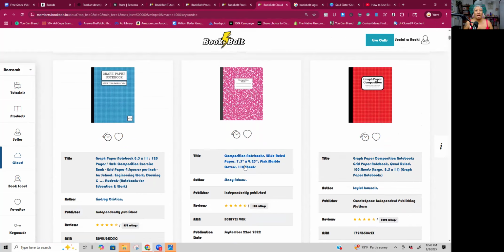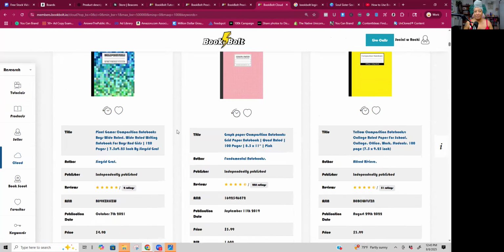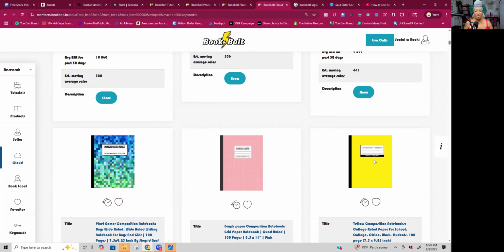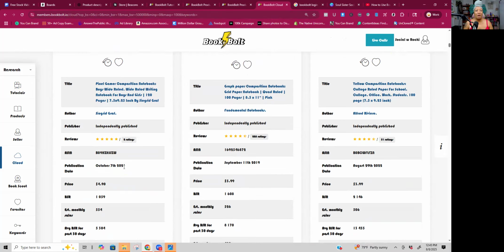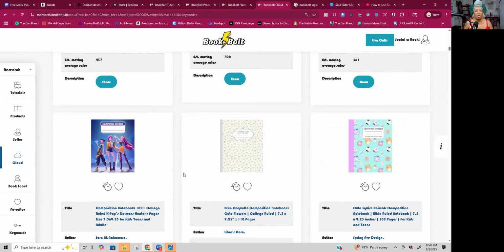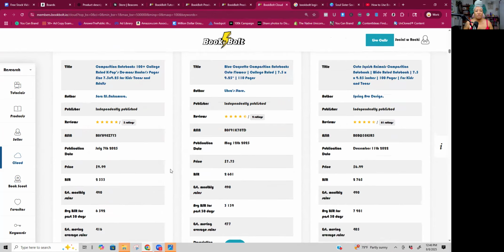Sorry about that. So the composition books are here as well. Composition books are going crazy right now, and people are being creative with them. Now, again, look at the dates: September 11, 2019, October 2021. None of these that I'm looking at so far is 2025.